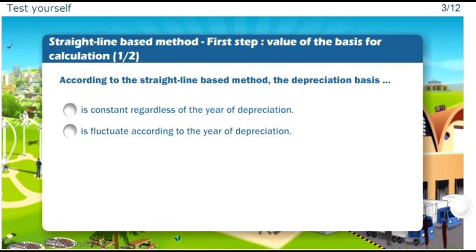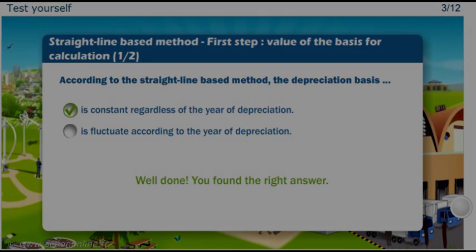According to you, in the straight line method, is the depreciation basis constant regardless of the year of the depreciation, or does it fluctuate according to the year of depreciation? Well done, you found the right answer.